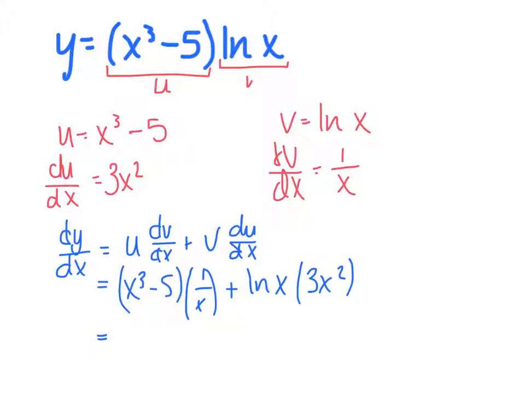We could sort this out. I don't know whether we're going to find anything that will actually help us. So multiplying this x cubed minus 5 by 1 over x will give us x squared minus 5 over x. And then we've got 3x squared ln x. There's nothing really common there. I guess I could pull out a 1 over x and increase the power on the other two terms, but I don't think there's anything obvious there, so we can leave that.